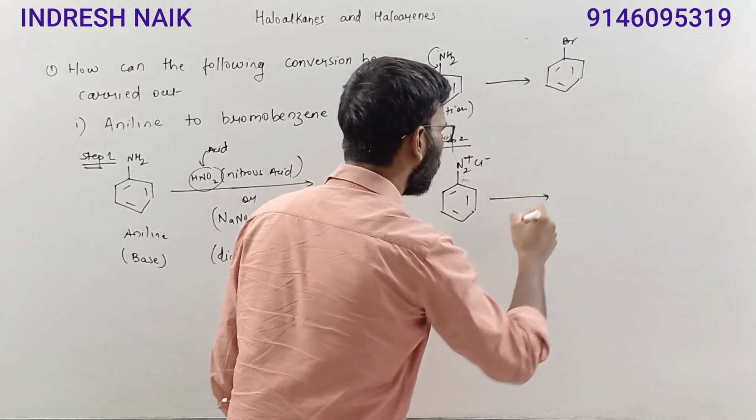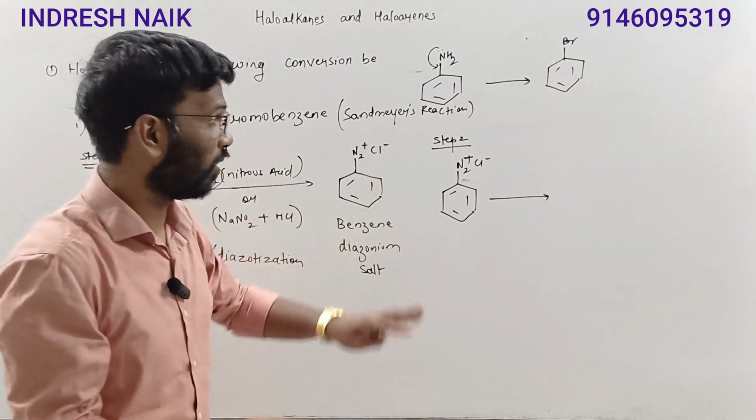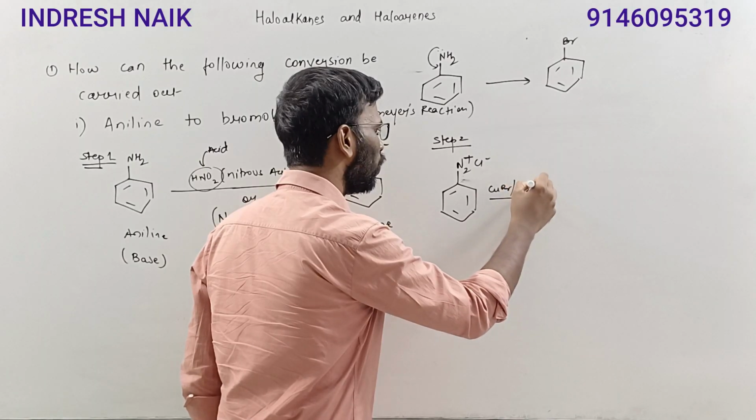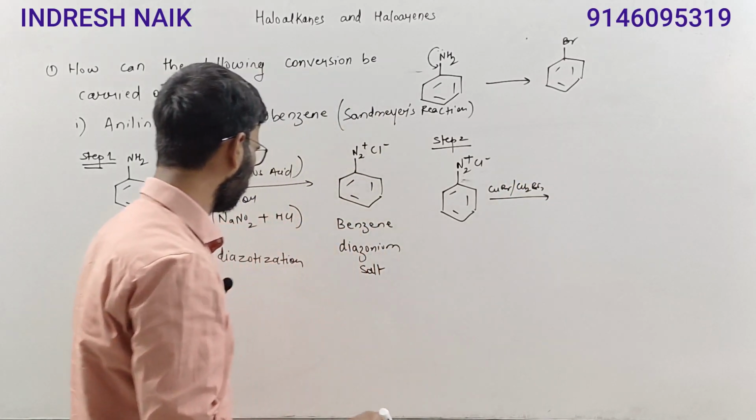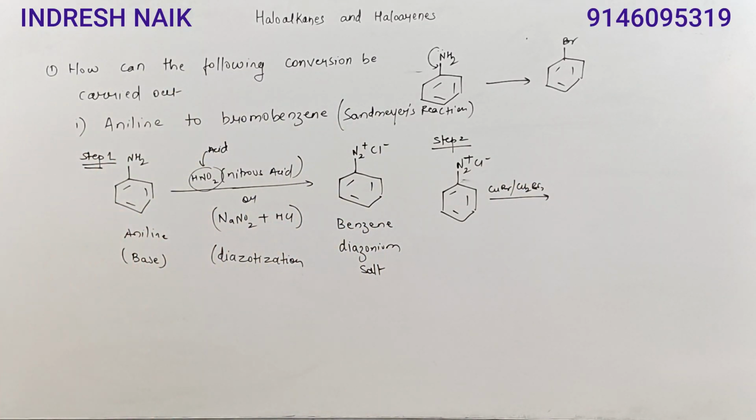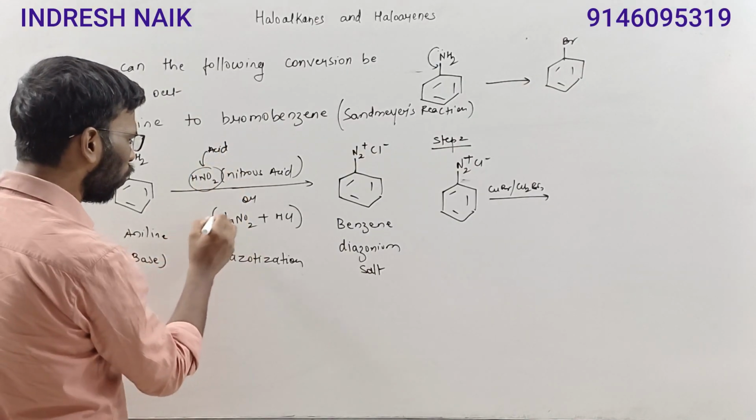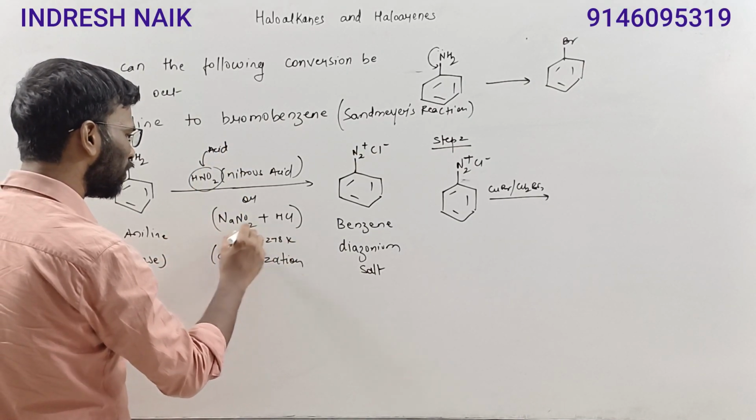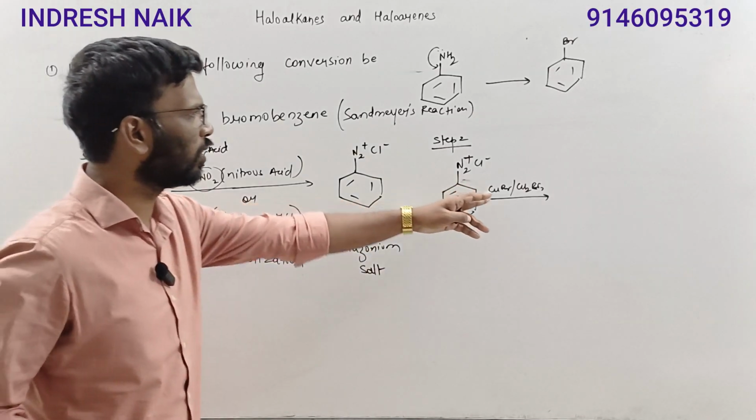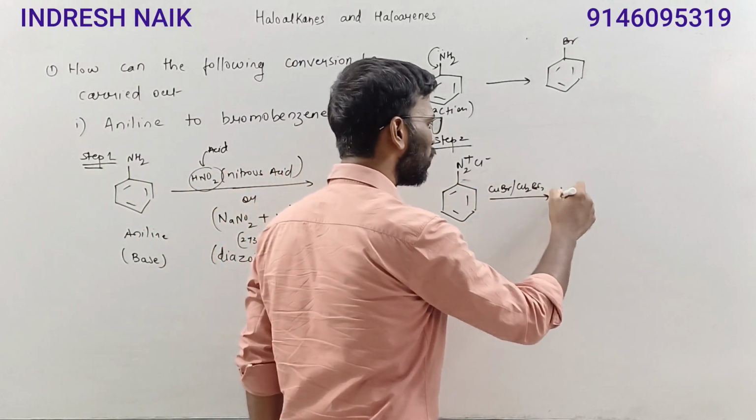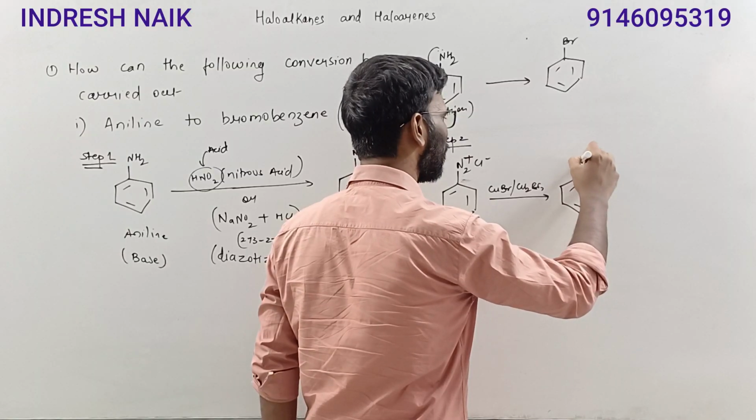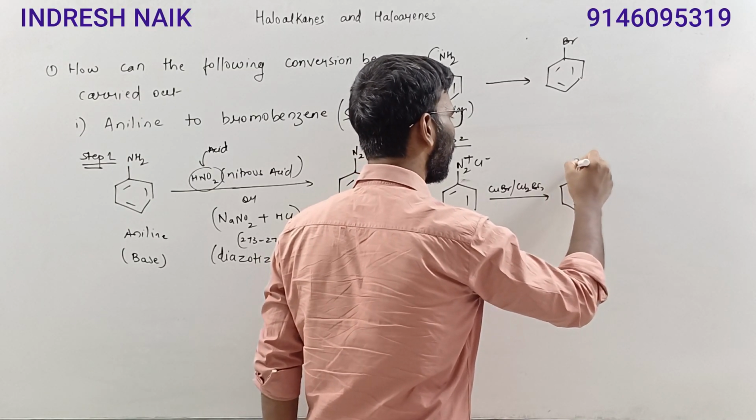What do you do? Since we want Br on the benzene, we write CuBr or Cu2Br2. Here also note the temperature. Here it is 273 to 278 Kelvin. This is the temperature which you should know. And here the substitution of the Br is going to take place very easily. Byproducts will be nitrogen gas and so on, but here Br will get substituted.